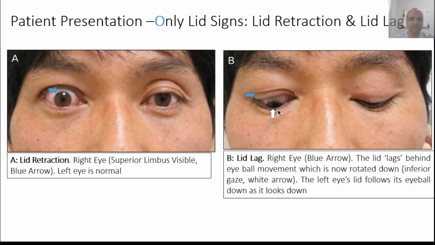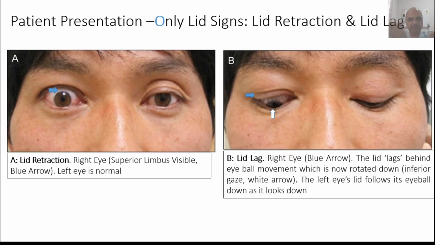As the patient is asked to look down, in the left eye, the lid follows the eyeball. In the right eye, the eyeball has rotated down, but the lid is still lagging behind it. You can see a lot of clear sclera in between the lower margin of the upper lid and the eyeball. And this is simply because the Muller's muscle is not relaxing enough to let the lid move downwards together with the eye. So the eyeball and the lid have become desynchronized.